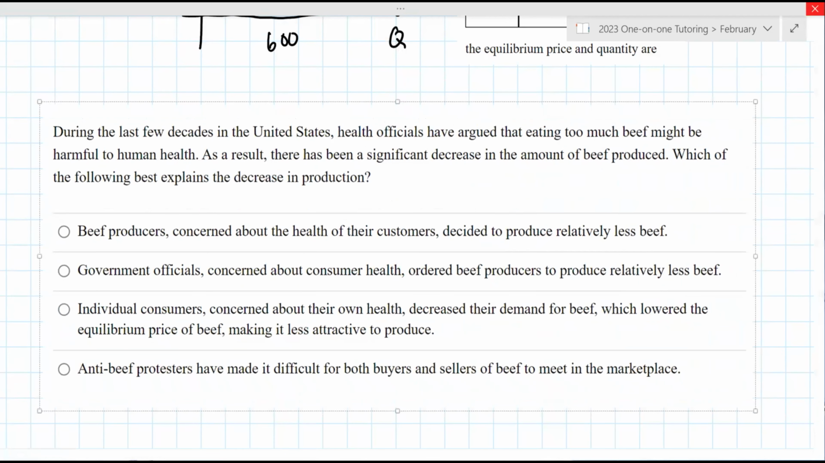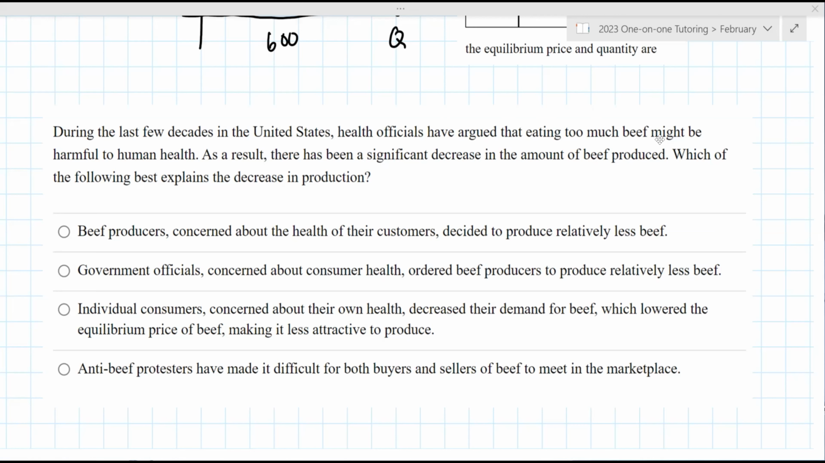It says, during the last few decades in the United States, health officials argue that eating too much beef might be harmful to human health. As a result, there's been a significant decrease in the amount of beef produced. Which of the following best explains the decrease in production? So just say why beef has gone down as a result of this statement. Health officials have argued that eating too much beef might be harmful to human health. So the government's telling you, hey, if you eat too much beef, it might be bad for you.